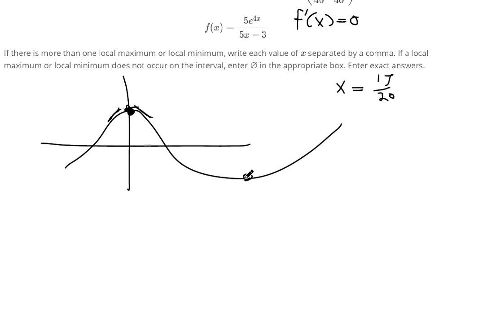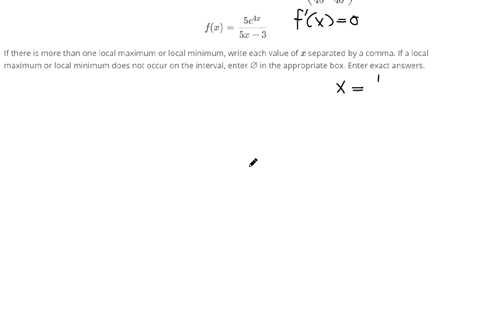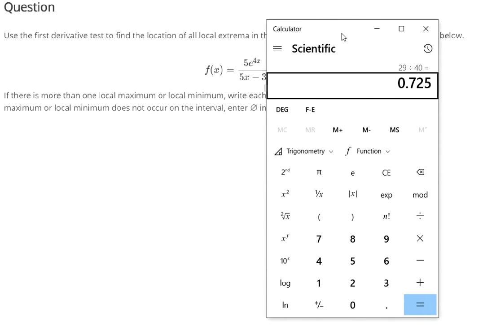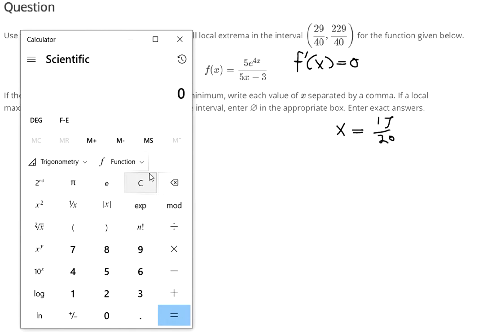And then likewise for a local minimum, if your derivative to the left is negative, but your derivative to the right is positive, you've got a local minimum. So we want to look at the derivative directly to the left and directly to the right, and I don't want to go outside my interval. So what's 16 over 20? It's 0.8.